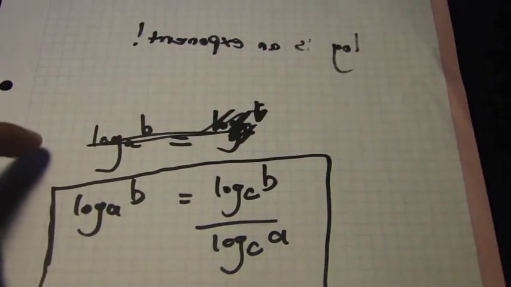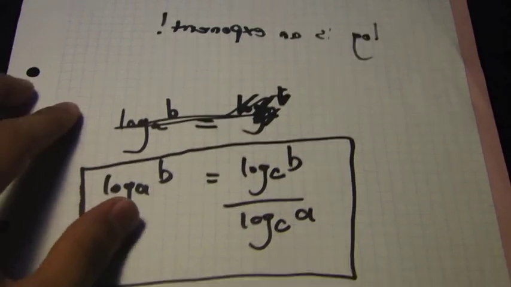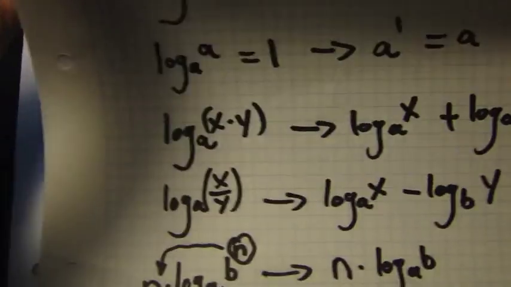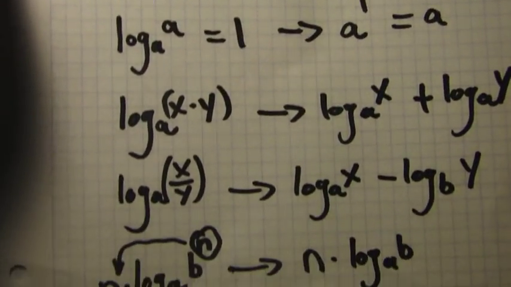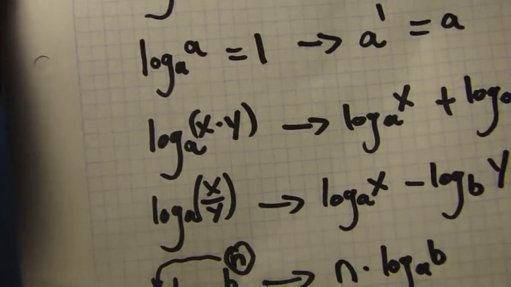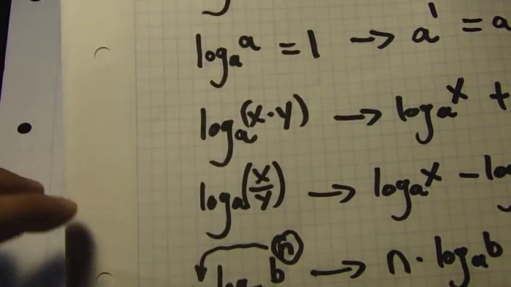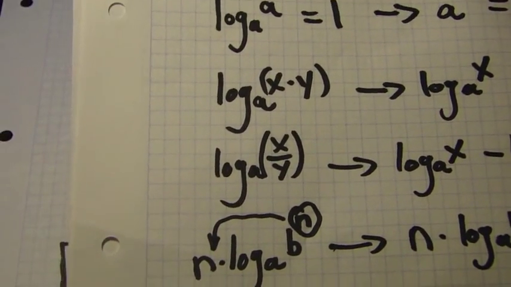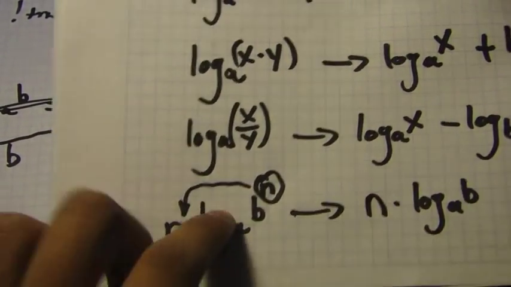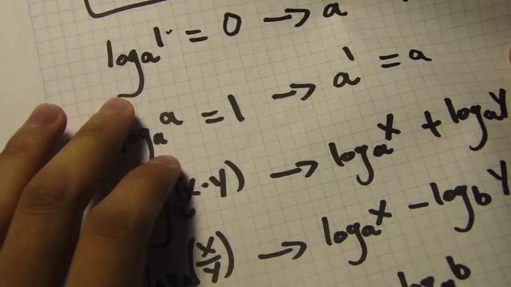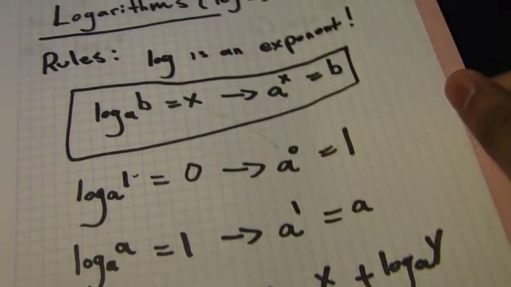Those are the basic rules that you need to know for logs, and if you know these, you can pretty much answer any log question that you will encounter in the IB. Most of these are in the data booklets, except I think this one and these two rules. So let's jump into the questions here.